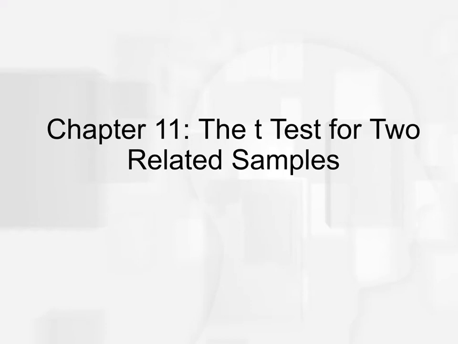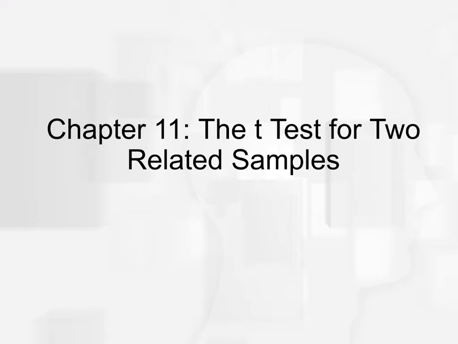Chapter 10 taught you how to do a t-test for comparing average scores, or mean scores, for two samples when these samples were unrelated to one another, when people in one sample were not related to the people in the other sample. We call that an independent samples t-test.